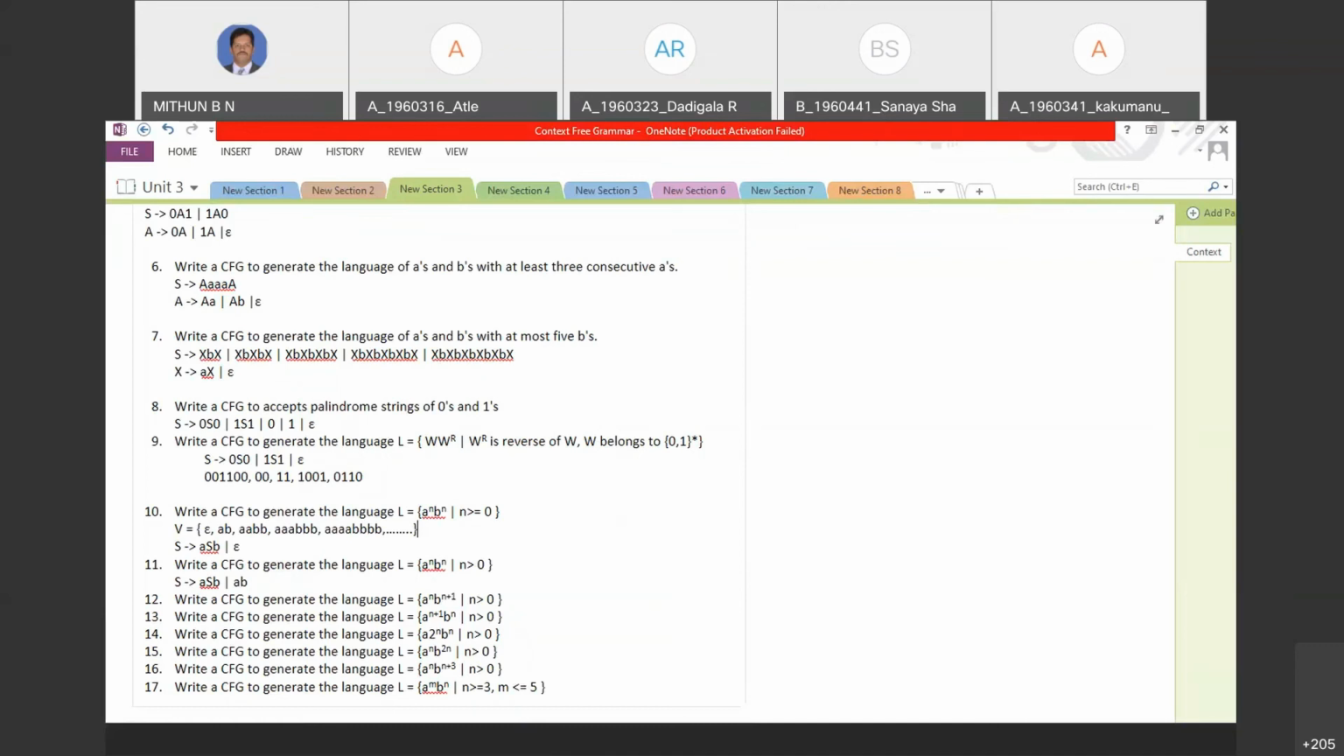Rather than using some other symbol, I can just write S can be replaced by ASB, where S acts as a midpoint. Again, if you want two more A's, I can just write S can be replaced by ASB, and the middle S you replace with again ASB, and so on. You keep on expanding. Remember, when you say A is increased, B should also increase. That's what the question says. It is A power n and B power n. It is n number of A's, and n number of B's.